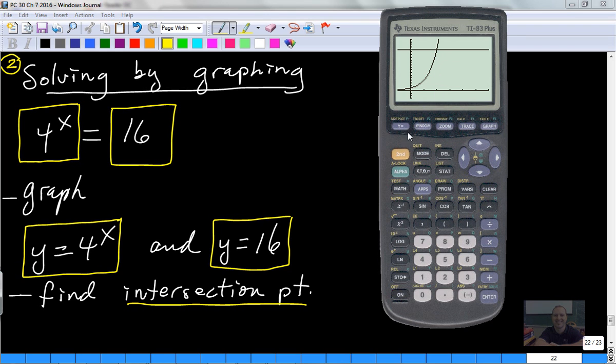So on your calculator, if you need to see this, again, this is how you find the intersection point. Second function, trace. Option number 5. Your calculator will ask you if this is the first curve, and the cursor's off the screen, so let me just bring that to the screen. First curve, yes. Second curve, yes. And intersection point, hit guess. And there you have your intersection point. And of course, the x value that we're looking for is 2. And that's how you can use graphing to solve an exponential equation.